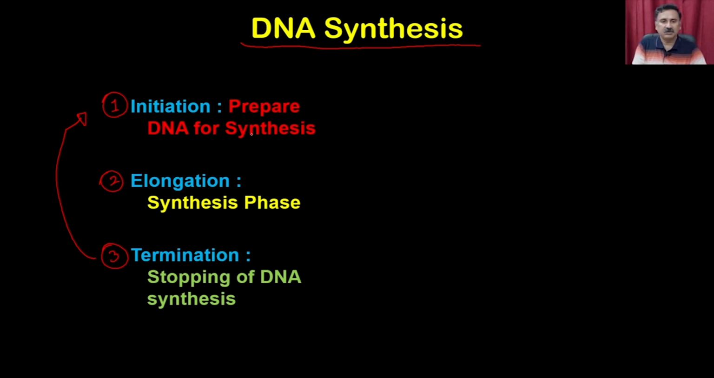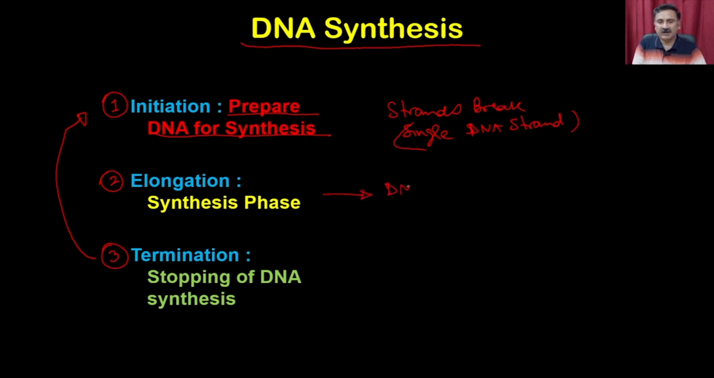In initiation, you are going to prepare the DNA for synthesis, which means you are going to break the strands so that you get single DNA strands. So in step one, you bring the single DNA strands. Then you bring the DNA polymerase, and it is going to start the synthesis. And in step 3, you are going to stop the DNA synthesis.